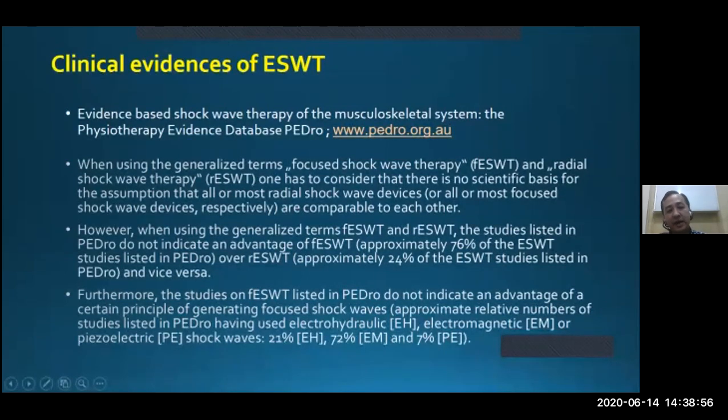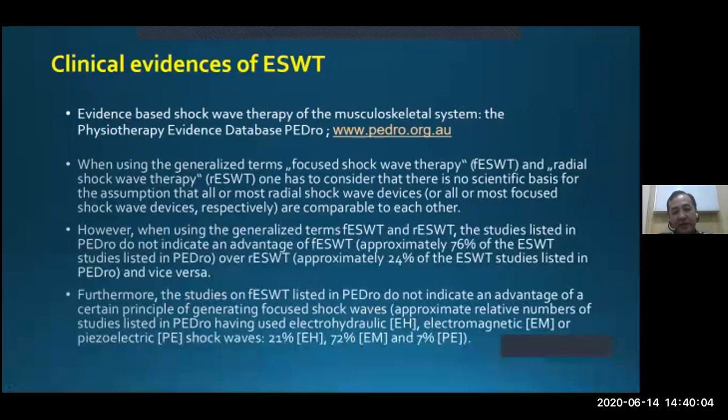There are a lot of shockwave studies in the PEDro database. We can see them all here, and all the studies here are very good. According to the PEDro database, when using the generalized terms focused shockwave therapy and radial shockwave therapy, one has to consider that there is no scientific basis for the assumption that all or most radial shockwave devices, or most focused shockwave devices respectively, are comparable to each other. However, the studies listed in PEDro do not indicate an advantage of focused shockwave, because approximately 76% of the shockwave studies listed in PEDro are of radial shockwave, with approximately 24% of focused shockwave, and vice versa.